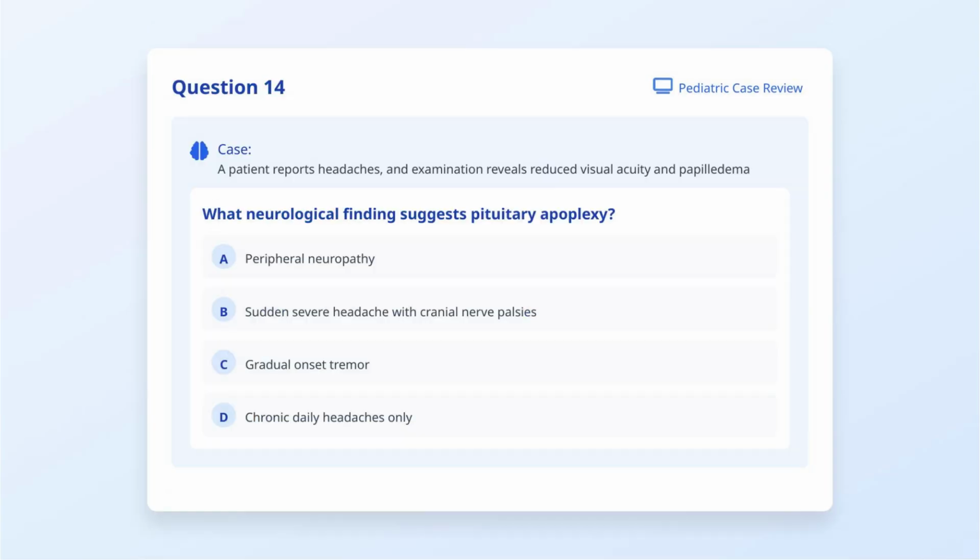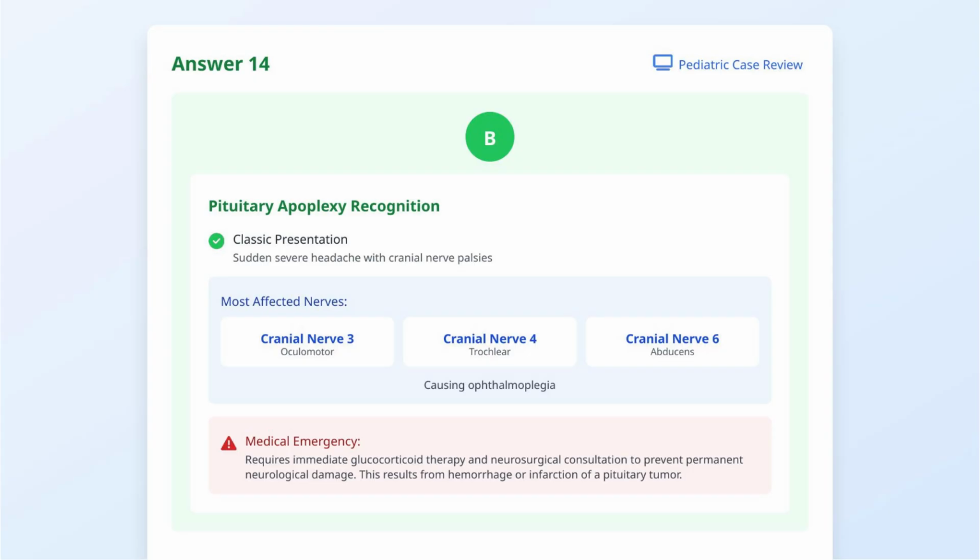Case scenario: a patient reports headaches. An examination reveals reduced visual acuity and papilledema. Question: what neurological findings suggest pituitary apoplexy? Option A: peripheral neuropathy. Option B: sudden severe headache with cranial nerve palsies. Option C: gradual onset tremor. Option D: chronic daily headaches only. The correct answer is B.